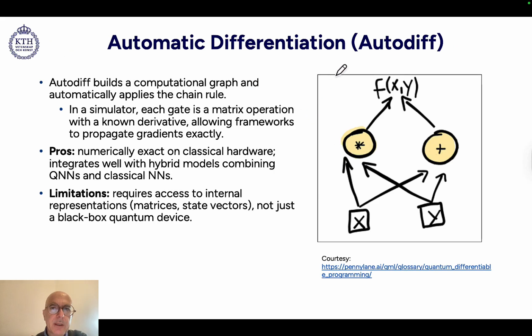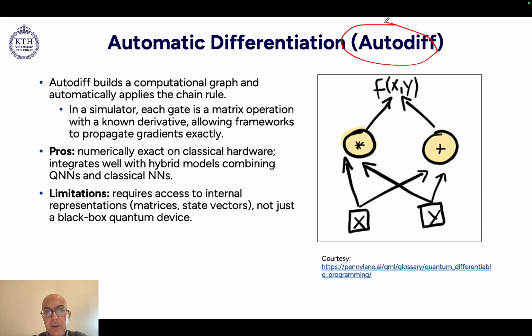The second technique is called autodiff, and that is the technique used in classical neural networks. This works only on classical hardware because we have knowledge about the computational graph that is used to calculate the circuit. So each gate is a matrix operation with a known derivative. So we rely on and exploit the knowledge of this derivative to calculate the automatic differentiation.